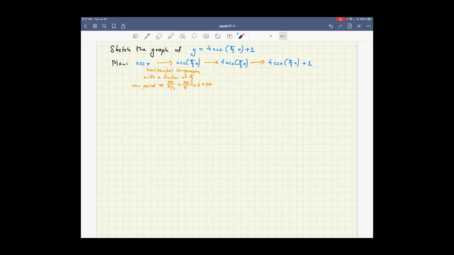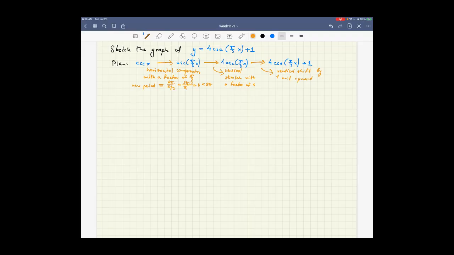That is the only non-trivial transformation. The other two are very simple. This is simply a vertical stretch with a factor of 4, and this here is a vertical shift by 1 unit upward. The last two transformations don't change the scale, so that is good.